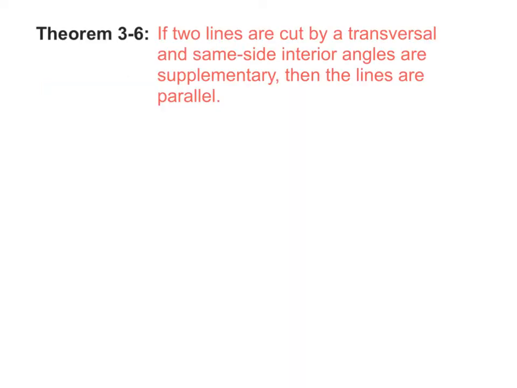Theorem 3-6 says, if two lines are cut by a transversal and same-side interior angles are supplementary, then the lines are parallel. And this is simply the converse of Theorem 3-3 from the previous section.